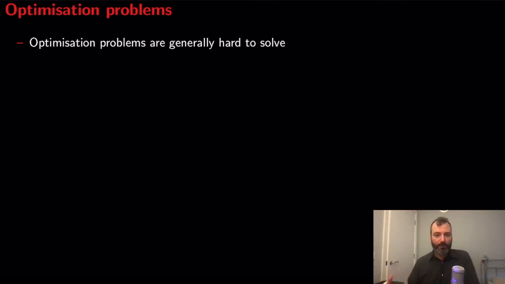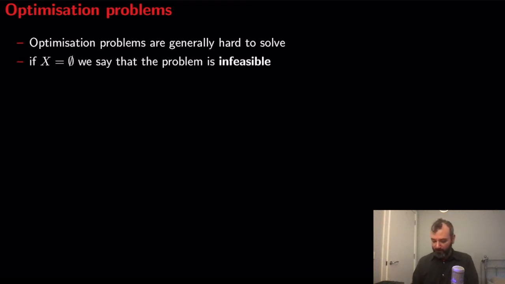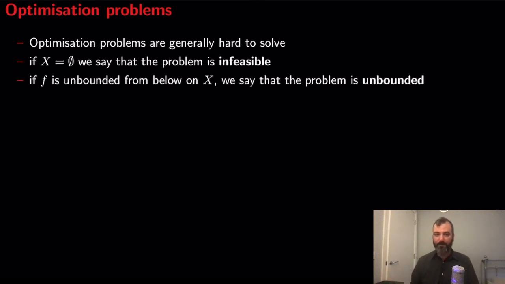Now, in principle, optimization problems are hard to solve. They are difficult problems to solve. If X is empty, we say that the problem is infeasible. It should not be empty, of course, otherwise the problem doesn't make sense. If f is unbounded from below on X, we say that the problem is unbounded. Let me give you a little example here. So let's say that this is my f of x. Say that x must be between 5 and 6.